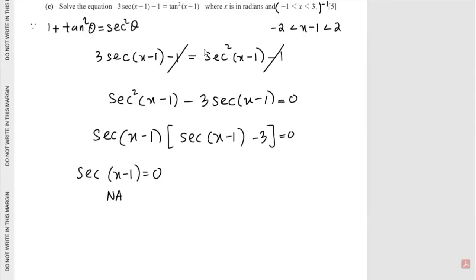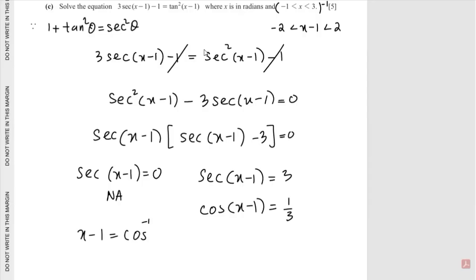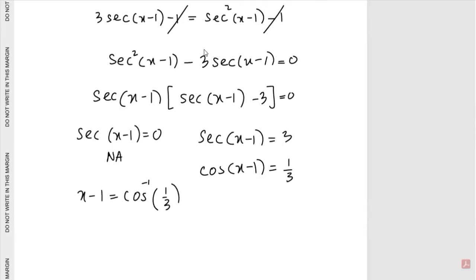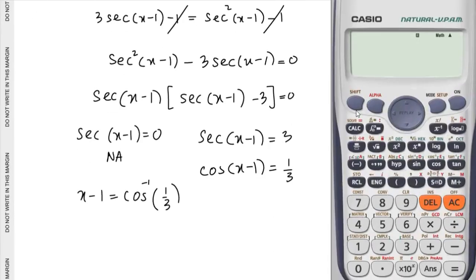By the way, that's later in the course in A levels. You'll learn to sketch the graphs of secant, cosecant, and cotangent as well. And there you will see that they are not defined between 1 and -1. Okay, so secant x minus 1 is going to be 3. This will give me cosine x minus 1 equals 1/3. So now I need to find cos inverse 1/3. Let's see, what do we get? Okay, so cos inverse 1/3.